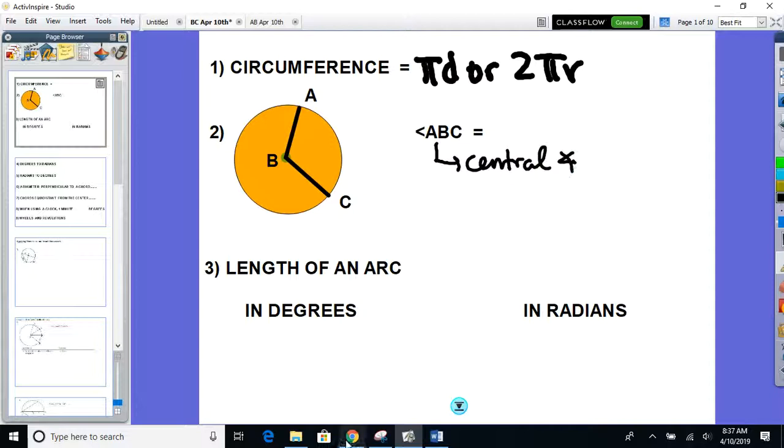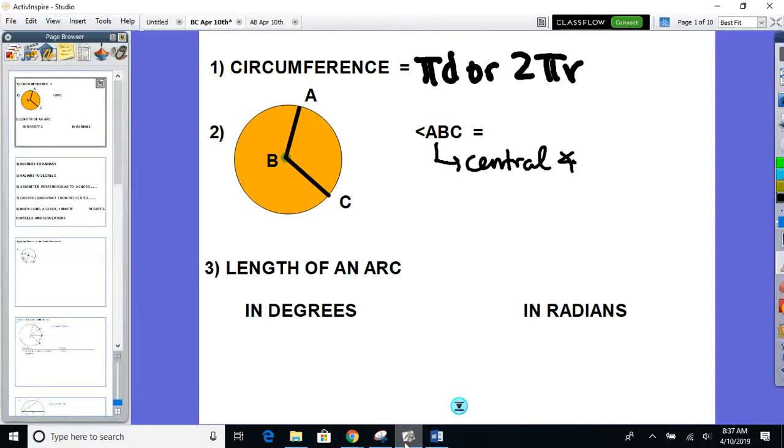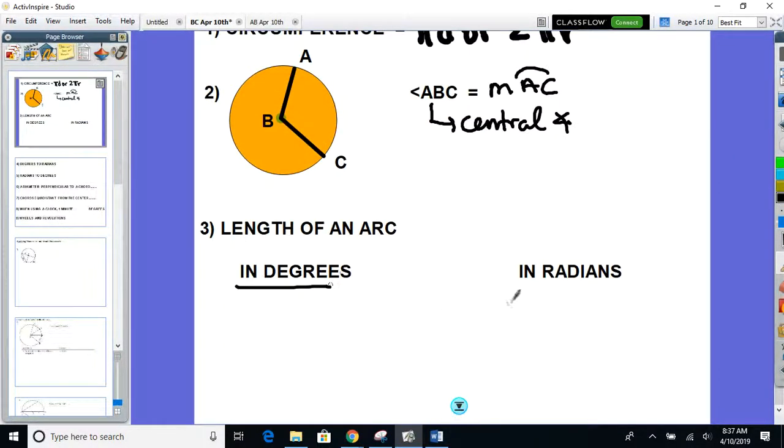The central angle is always equal to the arc measure, in this case arc AC. Everybody good? Measure should be in degrees. Anytime I ask for the measure, it should be in degrees. If I wanted to find the actual length of an arc, you have 2 options tomorrow, one in degrees, one in radians. I've said this so many times. Know both or know one and be able to convert from radians to degrees.